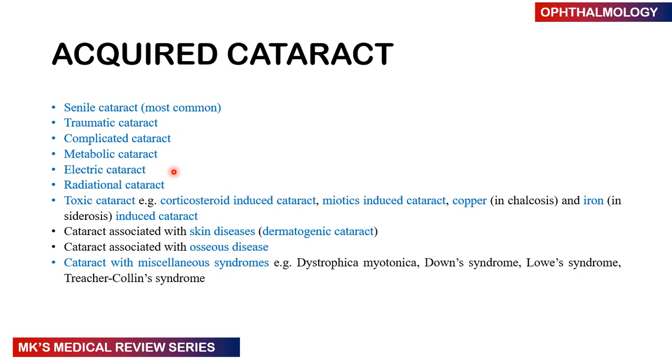Then of course you may have electrical cataracts, radiational cataracts, toxic cataracts, for example with corticosteroids, miotics-induced cataracts, and copper or iron induced cataracts. It may be associated with skin diseases, which is referred to as dermatogenic cataracts. They may also be associated with osseous disease of the bones. You may also have other syndromes like dystrophia myotonica, Down syndrome, Lowe syndrome, and so on and so forth.